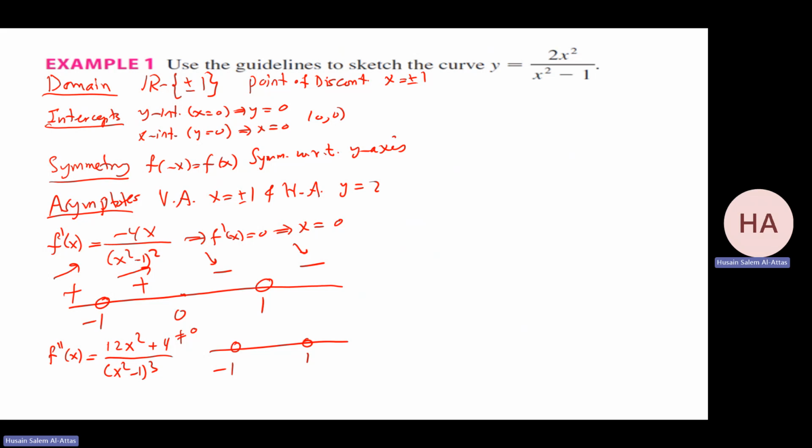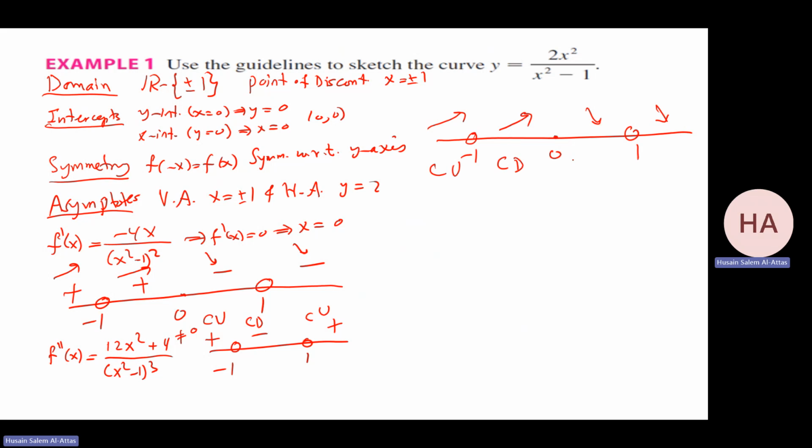So any value before minus 1 will be positive, negative, positive. So this is concave up, this is concave down, this is concave up. I can make it in one line, as I did in the previous one, to make it easier for me to check. So I know this is increasing, increasing, this is decreasing, decreasing, and this is concave up, concave down, and concave up. Okay, now I'll sketch the curve.